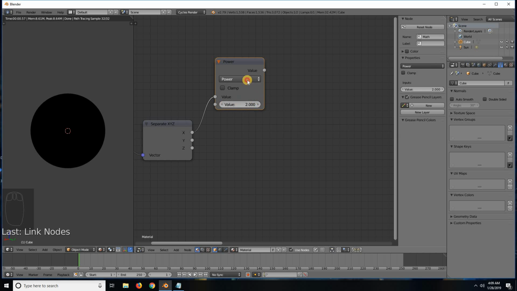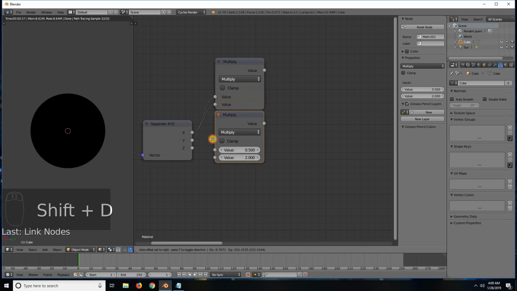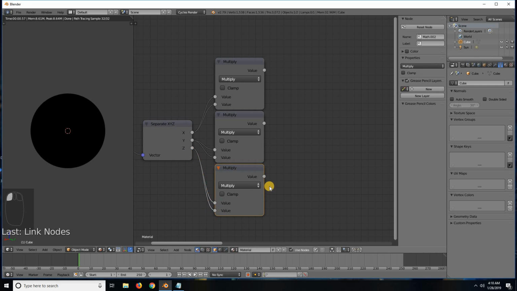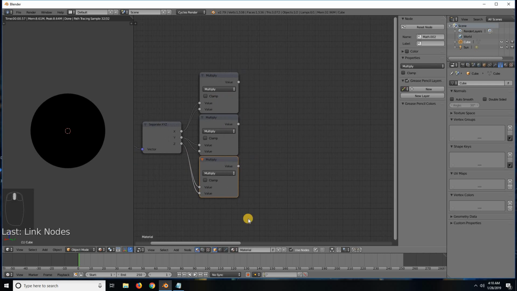So that would give us our x squared, but I always just end up using multiply nodes and just plugging x into both of them. That way I don't have to bust out my number pad, because x times x is x squared. So there's our x squared. We can do the same thing for our y squared and z squared. So now we have x, y, and z, and they're all squared.